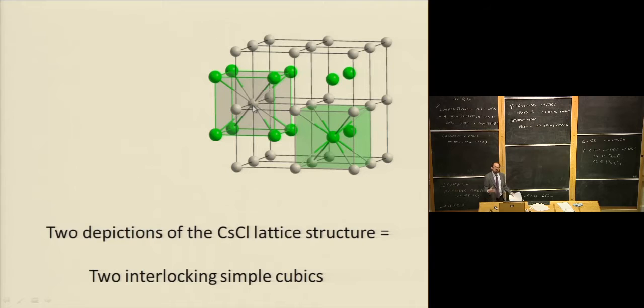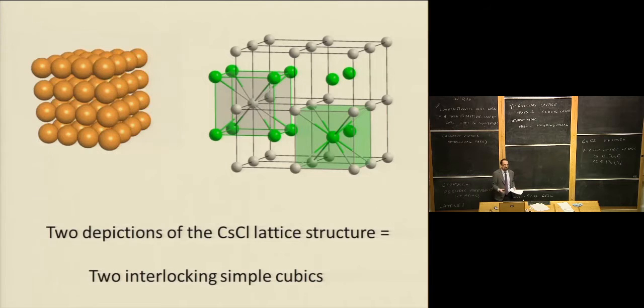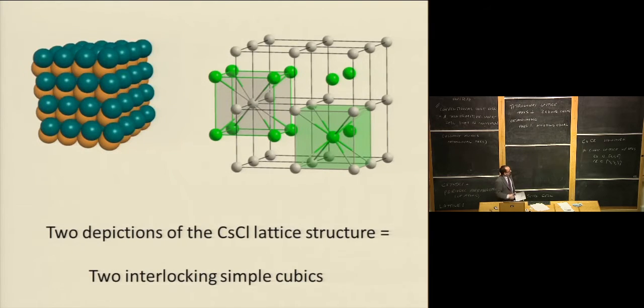So what we really have is two interlocking simple cubic lattices. One of them is made up of the cesiums, one of them is made up of the chlorines. Here's an animation that's supposed to show that. So that's cesium chloride, there are the cesiums, here's cesium chloride again, and there are the chlorines. Each of them is a simple cubic lattice, and they're stuck together. So this type of structure, the cesium chloride structure, is actually quite a common structure in nature.